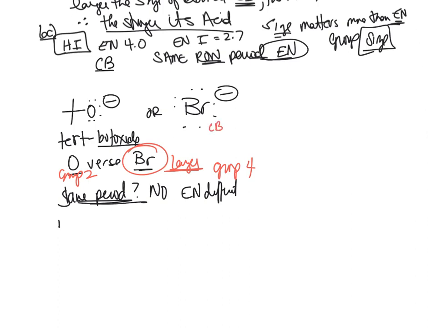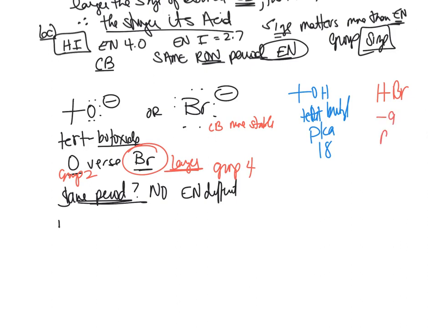So this conjugate base would be more stable. I'm just going to tell you, if you add the acidic hydrogen on here, this is tert-butyl. If you look up tert-butyl pKa, you'll see it's about 18. What's HBr? I think we have it right there. -9 pKa. So what's the difference there? 18 plus 9 is like 27 zeros. So that's how the size affects.